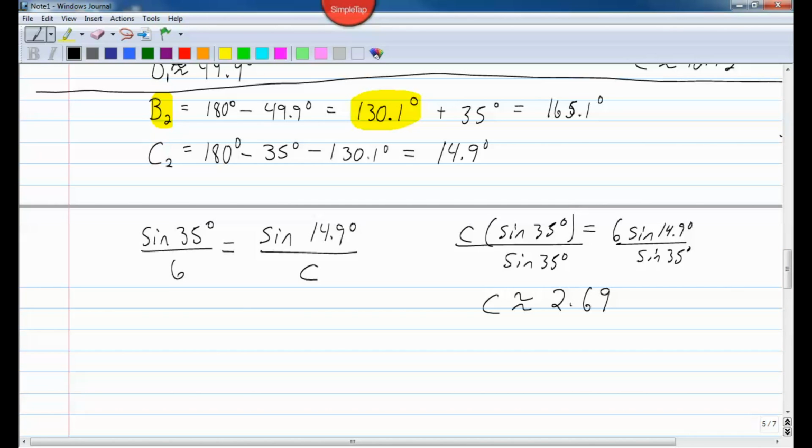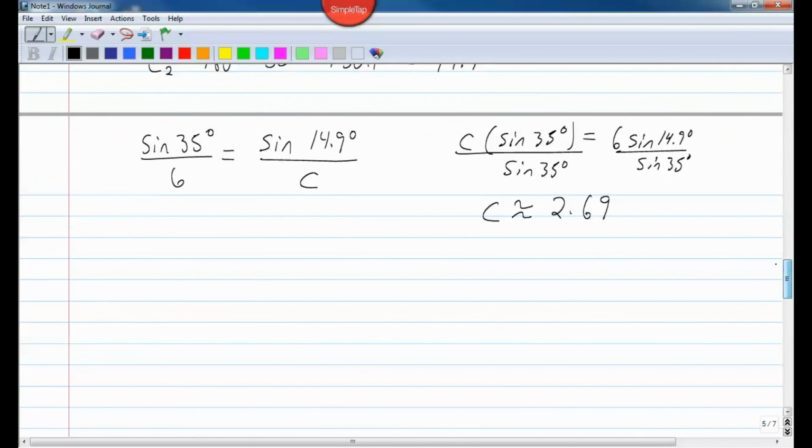So you may be wondering, I said with the ambiguous case, with a side-side-angle triangle, you're going to have one triangle, two triangles, or maybe no triangle at all. Okay? I'm now going to show you how your calculator can tell you if you have no triangle at all. So, let's say that I have side A equals 2 units, side C equals 1 unit, and angle C equals 55 degrees.